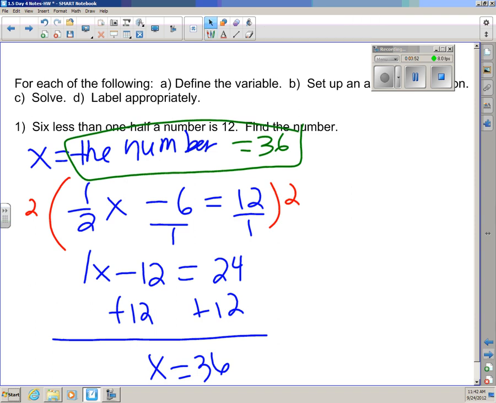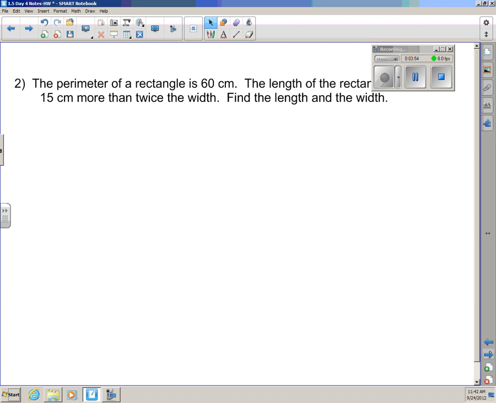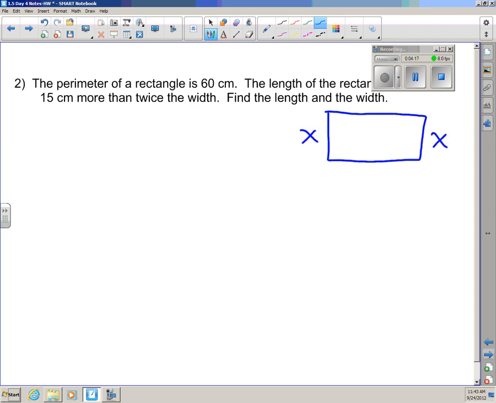Okay, let's try the next one. The perimeter of a rectangle is 60 centimeters. The length of a rectangle is 15 centimeters more than twice the width. Find the length and the width. All right, so I know I've got a rectangle. And in terms of what they're telling me, I know something about the length, but not about the width. So I'm going to let x stand for the width. So x equals the width. And there's 2 of them. That's why I put x's on both sides.